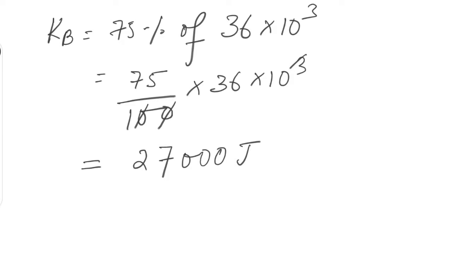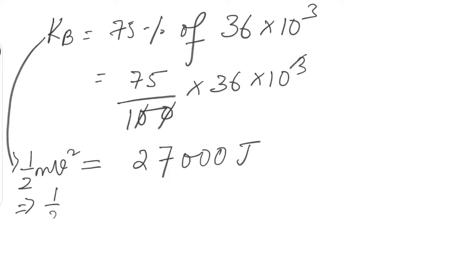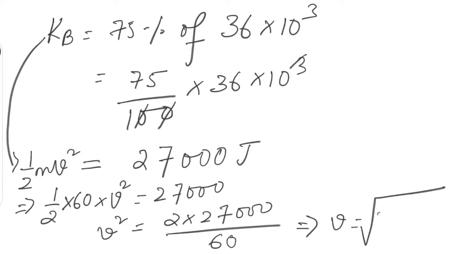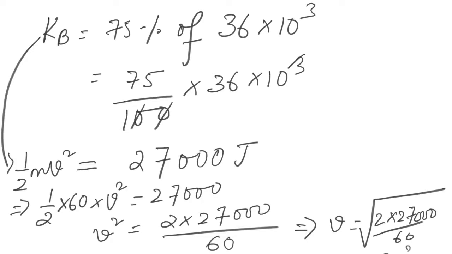You have to find the velocity at the point B. So kinetic energy we can write as half m velocity square. Now mass was 60, so I am substituting. So my v square is 2 times 27,000 by 60. So my velocity will be the square root of that, 2 into 27,000 by 60. Let us calculate. 30. So 30 meter per second is my answer. This is the velocity at point B.